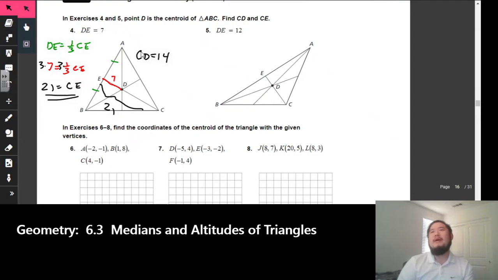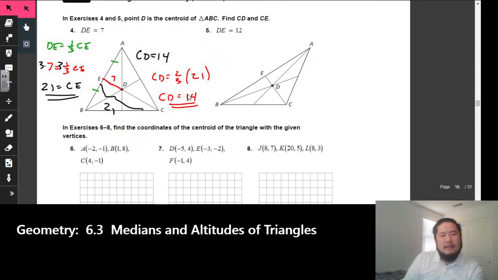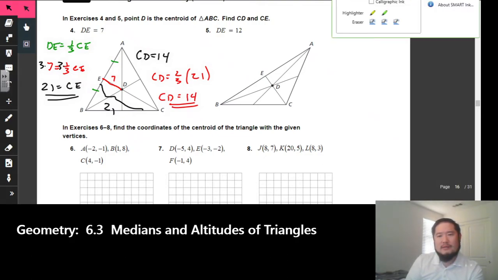If I didn't think about, oh, let me subtract, well, now that I know the whole thing, I could say that C to D is equal to 2/3 of the entire segment, which is 21, and then you can get your answer right there. We got 21 divided by 3 is 7, multiplied by 2, guess what? You get 14 once again. All right. Let's see. I think centroid, finding out the different segments, we've done that enough times. So let's take a look at number 6.